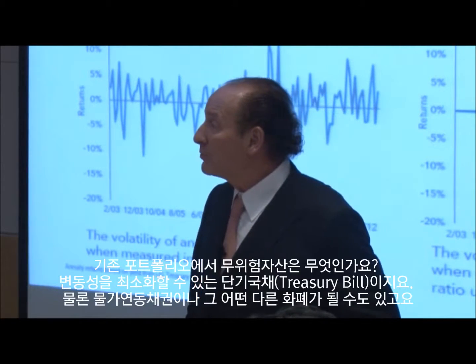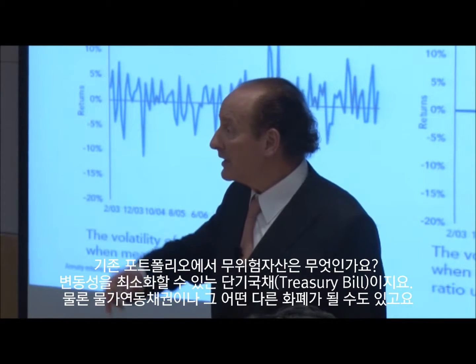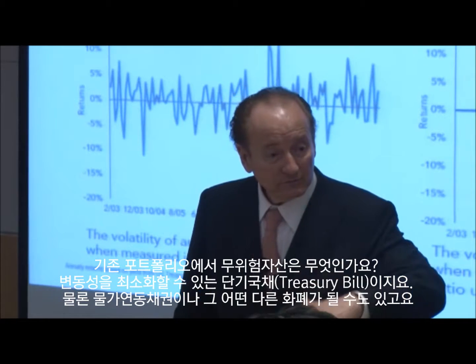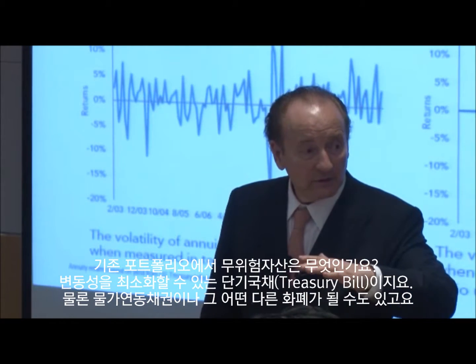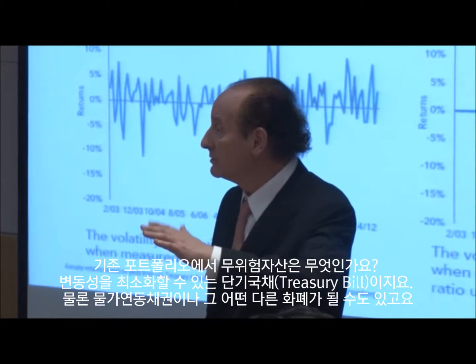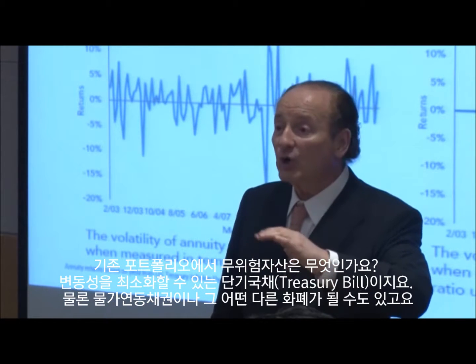In a standard wealth portfolio, what's the risk-free asset? Treasury bills, right? Minimizes the variation, right? Or real Treasury bills if you're concerned with inflation, I don't care, in whatever currency you designate as the one you want, right? That's the gold standard.